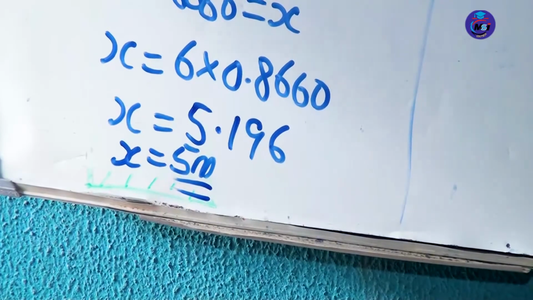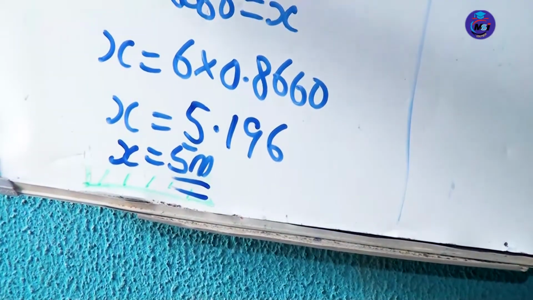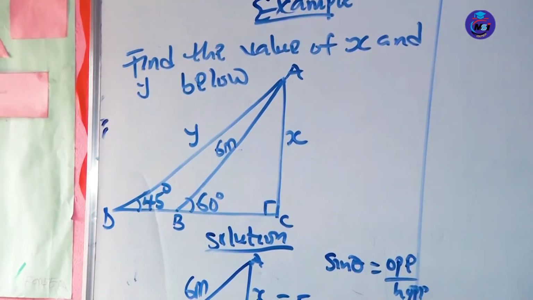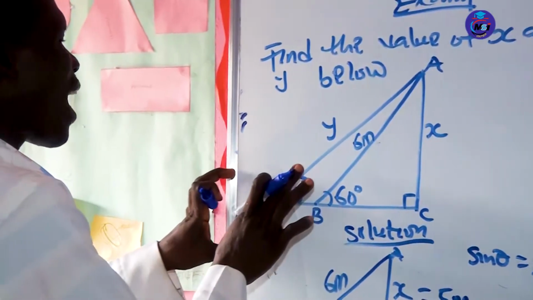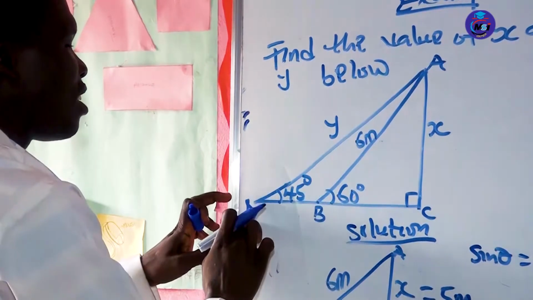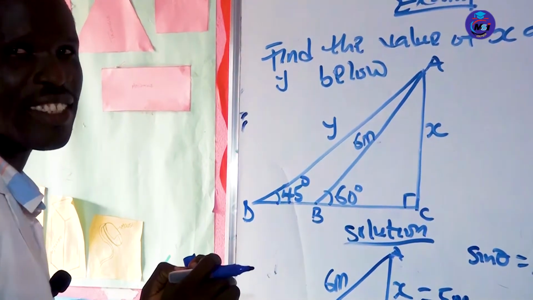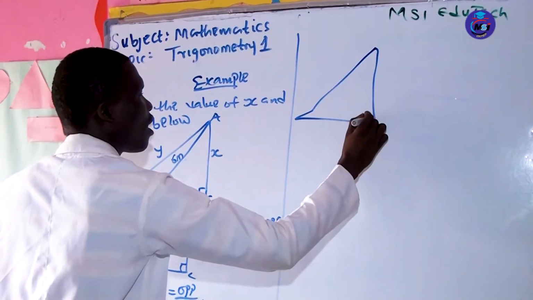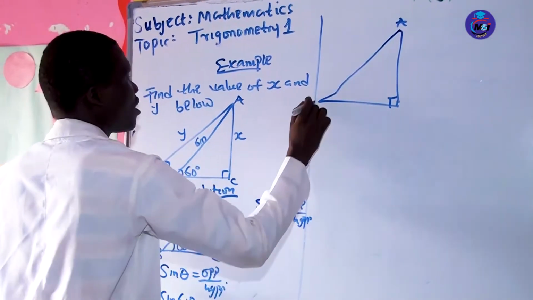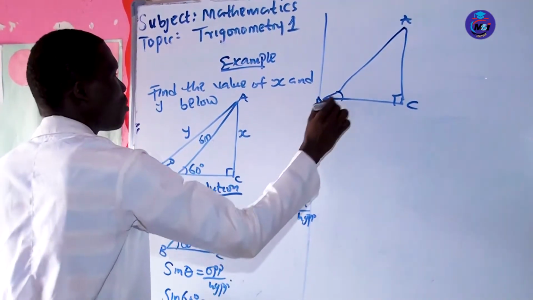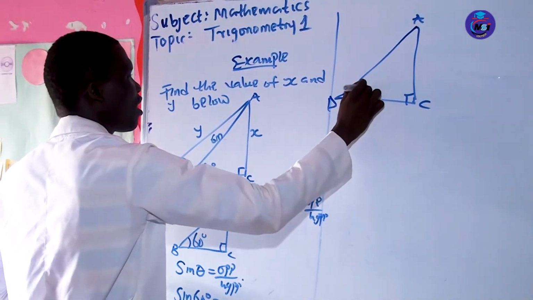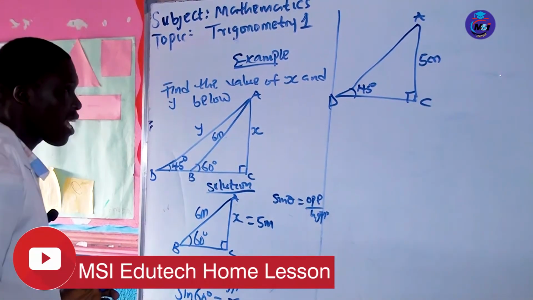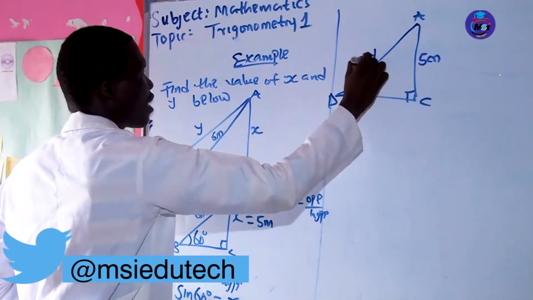We can easily round this up to the nearest whole number, which will give us 5 meters. So the value of x will be what? 5 meters. Okay, now we want to find y, and remember y is ADC. I think you understand that. Don't get confused. We have ADC. And remember, we have angle 45 here. We have x to be 5 meters, and we have y here.